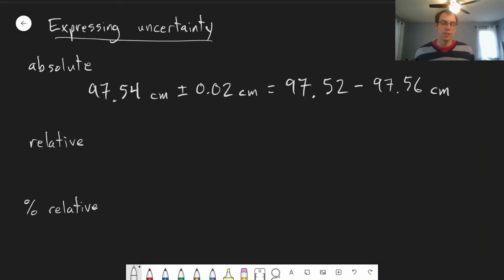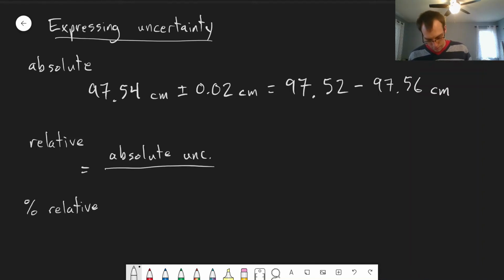Sometimes it's easier, though, to express things as a relative uncertainty. How uncertain is the value, relative to how big it is? This is basically a fraction of the absolute uncertainty. That would be our 0.02 in the previous example, divided by the value of the measurement. And you could even say it's an absolute value here, because it doesn't matter whether it's positive or negative. Sometimes we'll measure things that are negative. It's just the fraction that matters, not whether it's plus or minus.